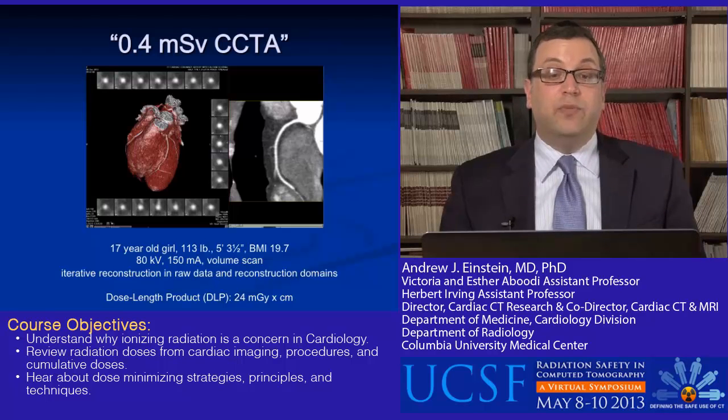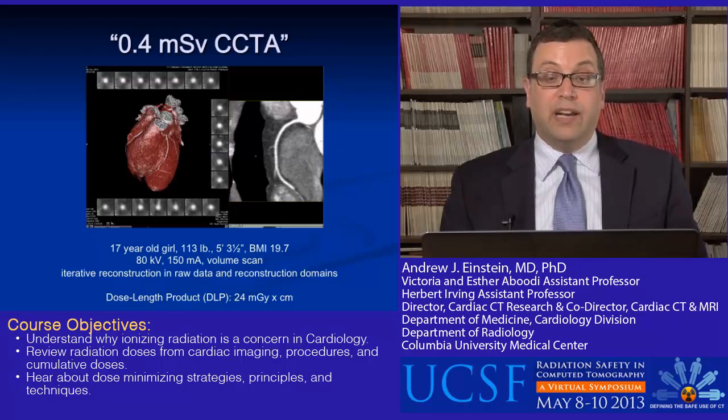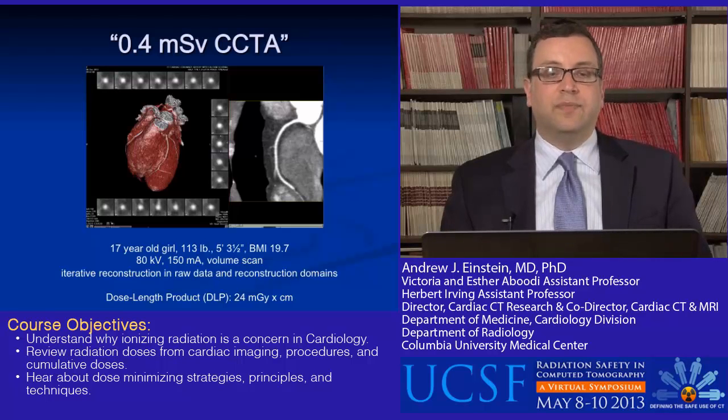It's a young patient for whom we're particularly concerned about radiation, a 17-year-old girl who happens to be very thin. Her body mass index is 20. She received 80 kV scanning, a low tube current as well, had a volume single heartbeat scan, and her images were processed using iterative reconstruction, using a second-generation iterative reconstruction product. The dose length product here was 24 milligray centimeters. About 1% of that in the worst-case scenario, which we talked about early in this talk.